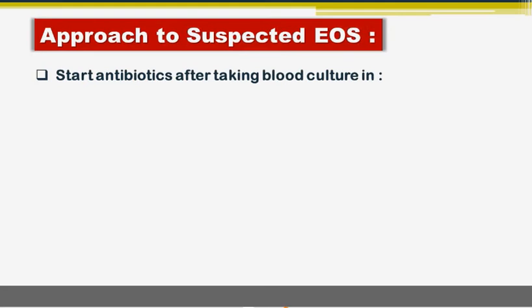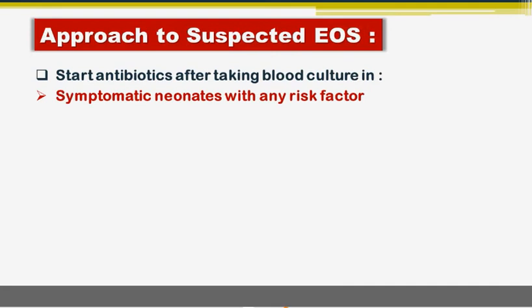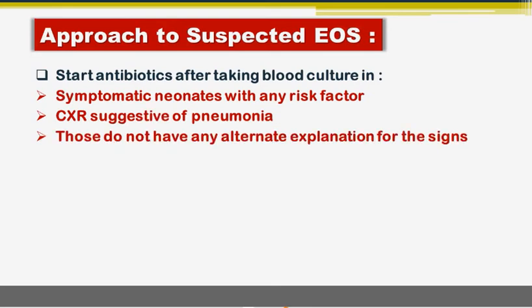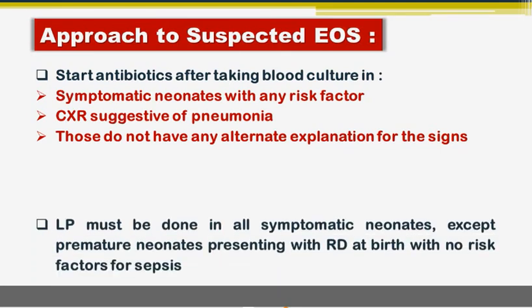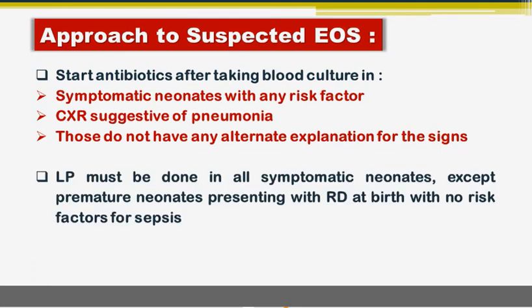Here, you have to start antibiotics after taking a blood culture in symptomatic neonates with any risk factor. You know the risk factors, maternal and neonatal. Also if the chest X-ray is suggestive of pneumonia, and there is no alternate explanation for the signs, start antibiotics. LP must be done in all symptomatic neonates, except premature neonates presenting with RDS at birth with no risk factor of sepsis, because here the cause is explained.